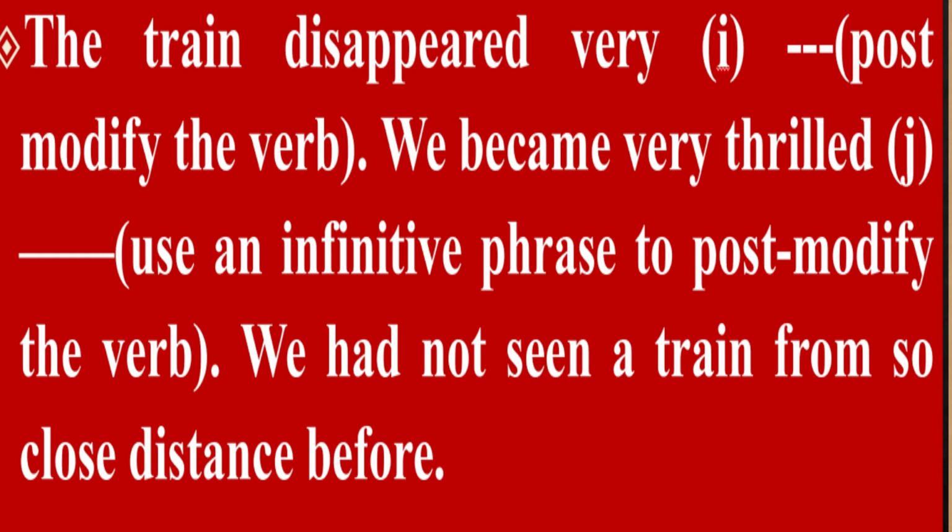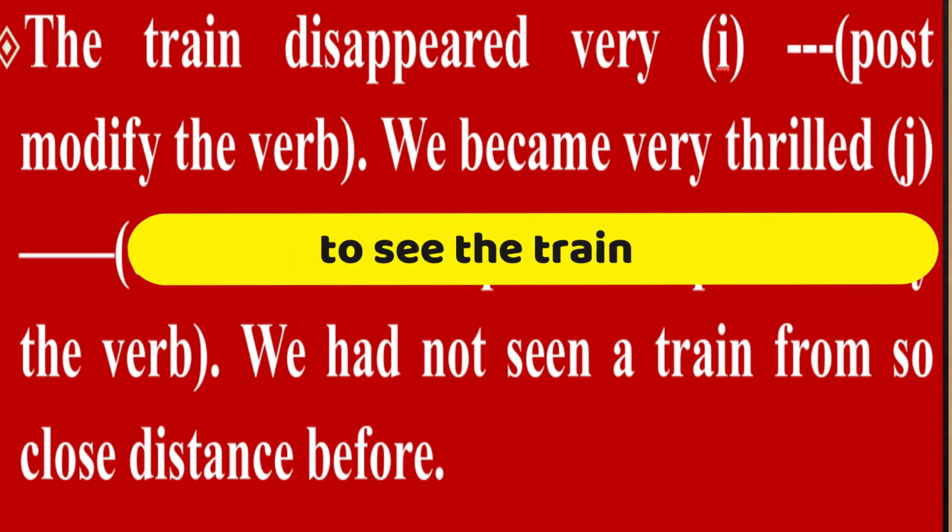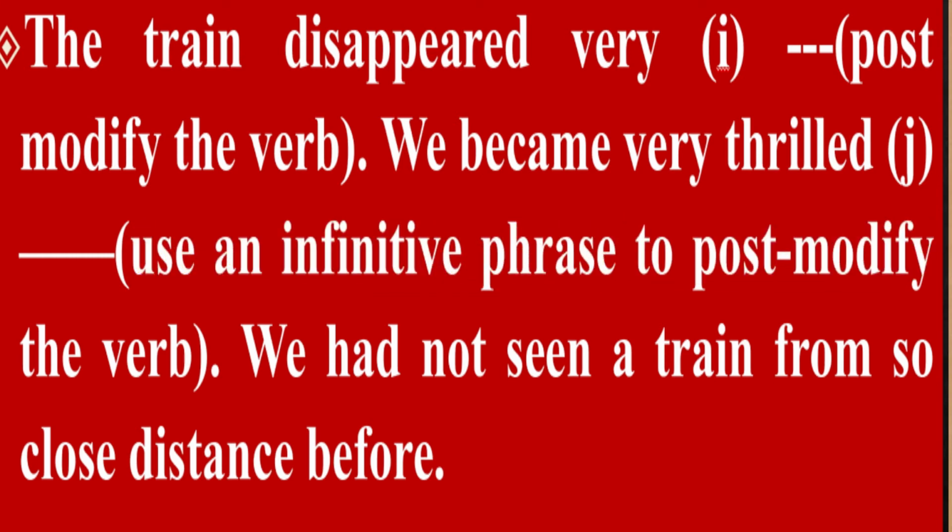Now come to the last sentence of this passage. We became very thrilled dash. Use an infinitive phrase to post modify the verb. We have already discussed about infinitive. Can you remember? Whenever you are told to put an infinitive, in that case you will put a verb with to. I mean to plus verb. So what will be our answer for this gap? We can write here to see the train. We became very thrilled to see the train. We had not seen a train from so close a distance before. In such a way, we can complete our today's passage.